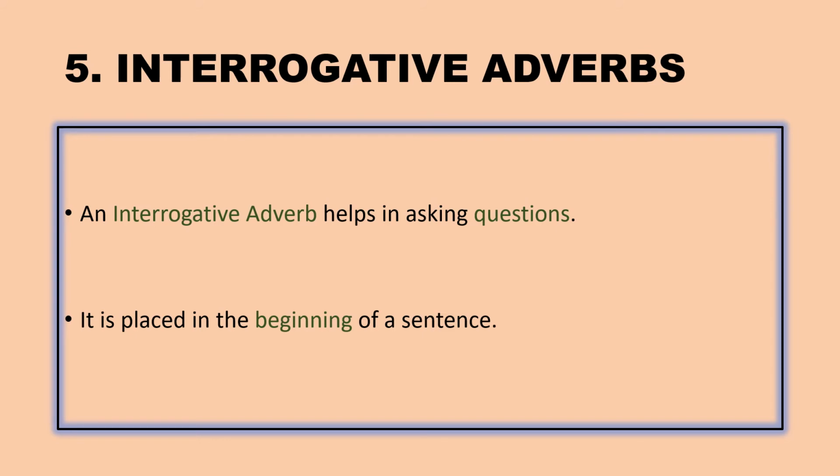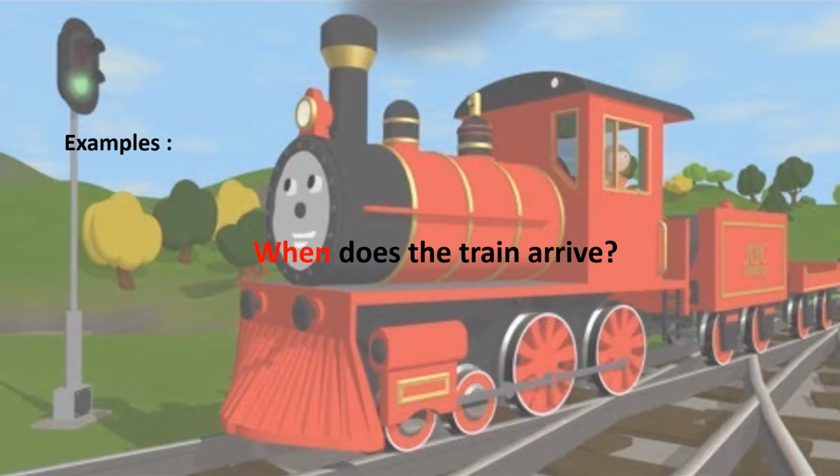Now the fifth kind, interrogative adverbs. It is very simple. Interrogative adverbs help us to ask questions. They are always placed in the beginning of a sentence. Examples. When does the train arrive? Now in this sentence, we are asking a question. When does the train arrive? So the word which we use to make interrogative sentences, when, is an interrogative adverb.